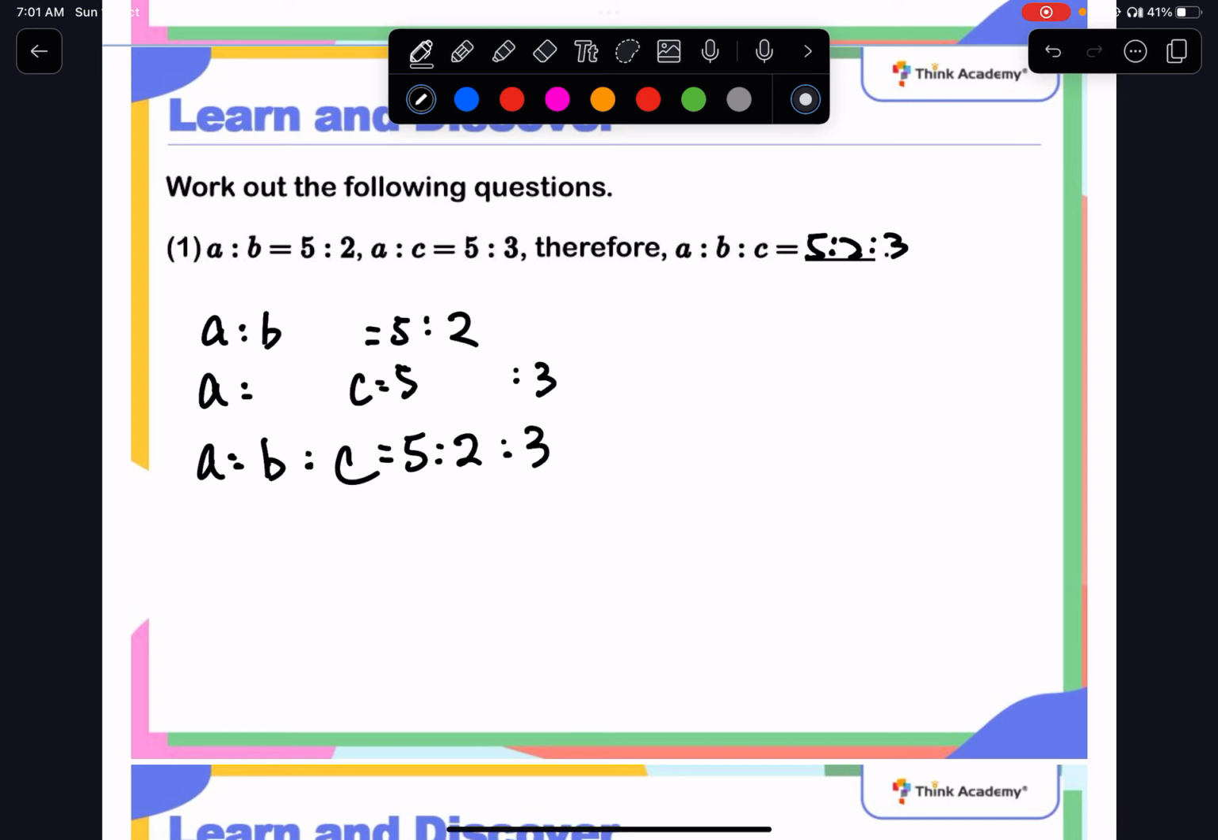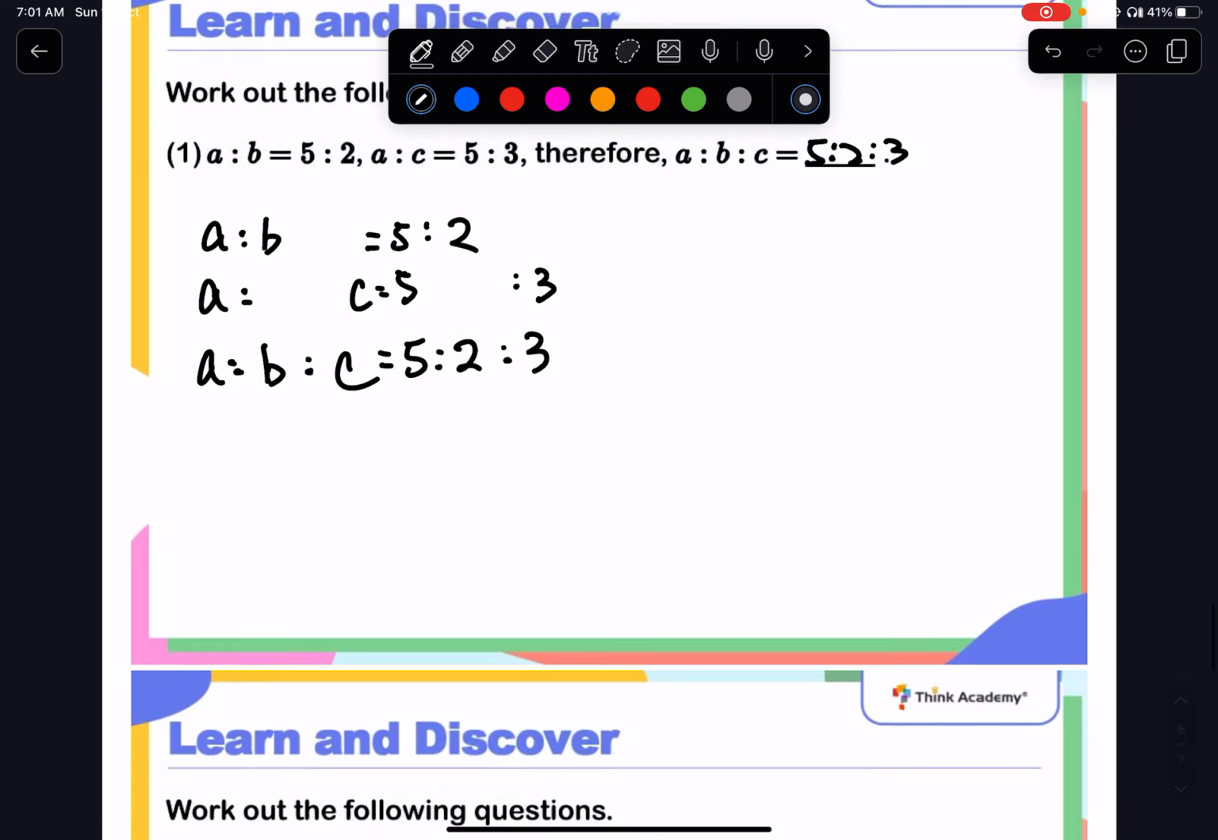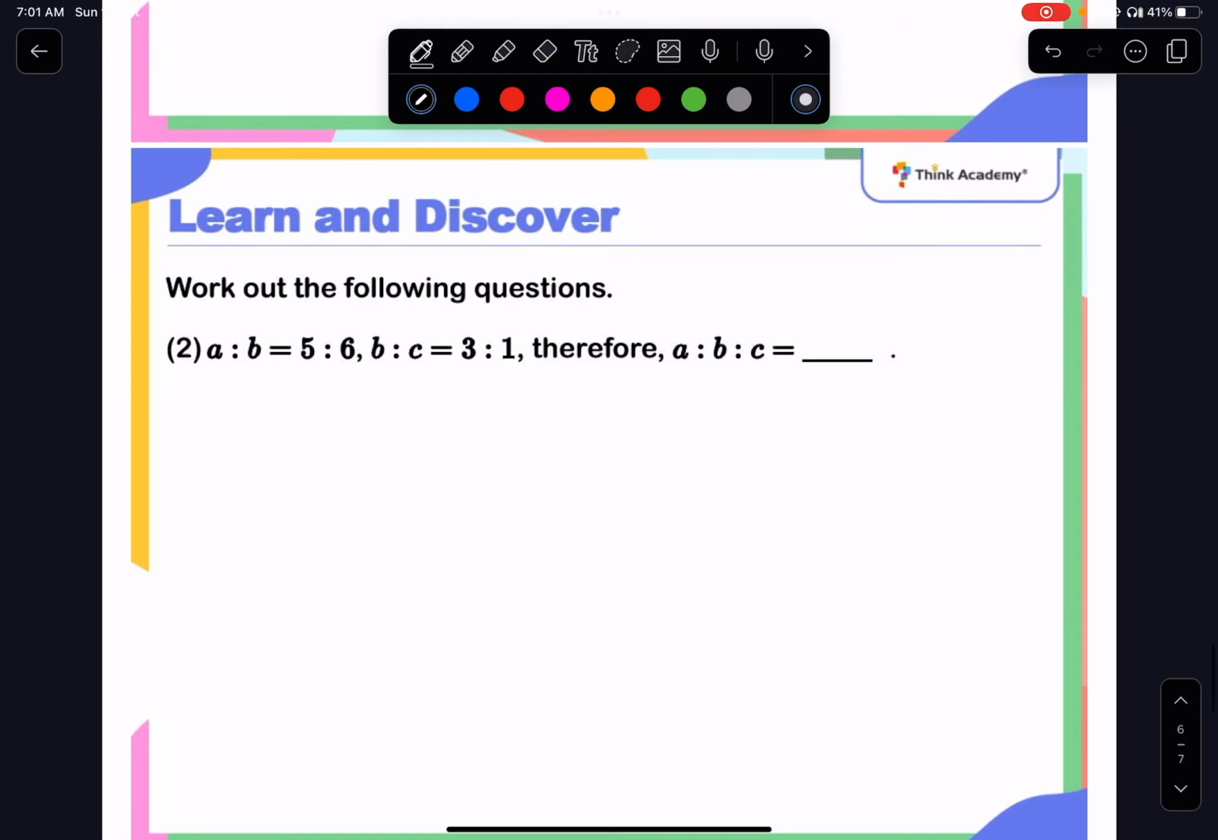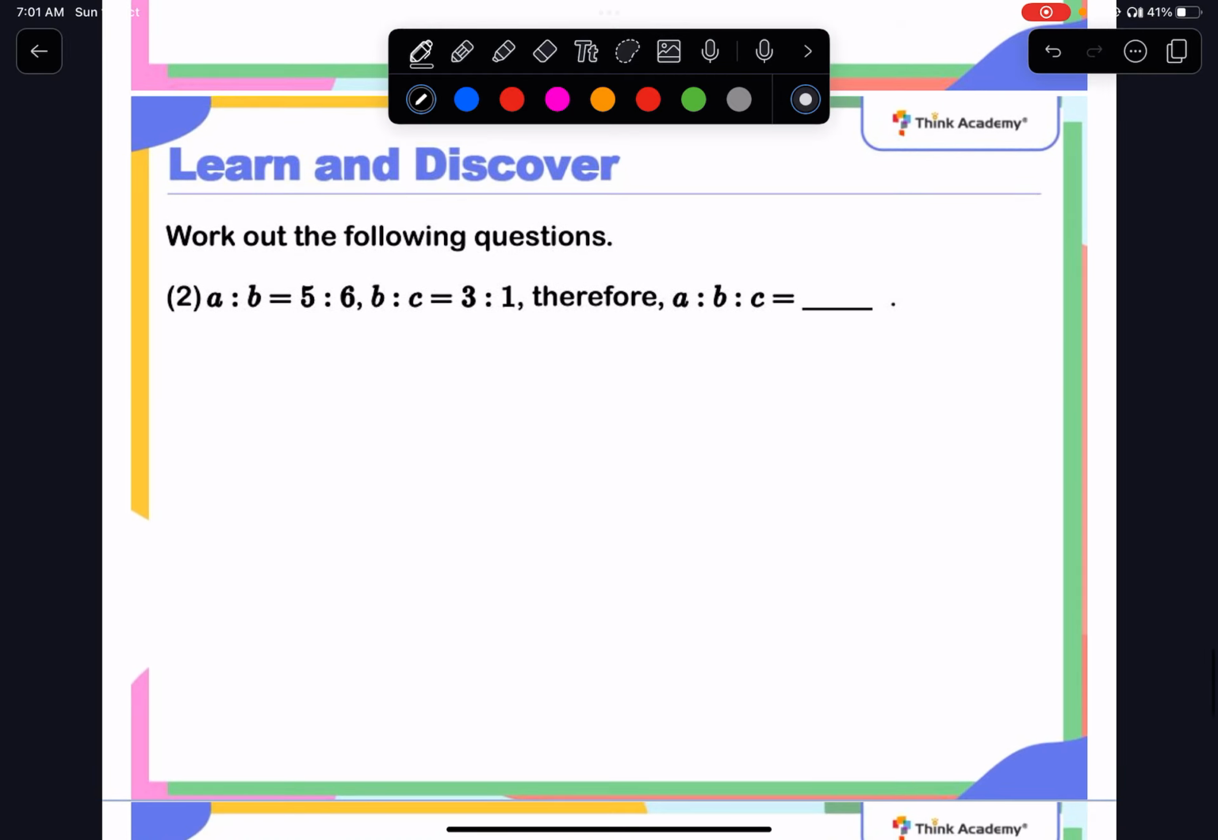But not all the ratios are actually very nice. Some ratios don't have common numbers. For example, in the second question, we have A to B equals 5 to 6, right? But you have B to C equals 3 to 1. So there are no same numbers. There are no common numbers. So what should we do? We can actually create the common numbers, right?